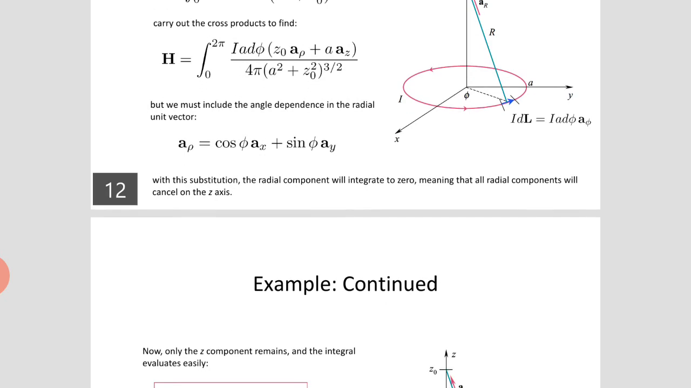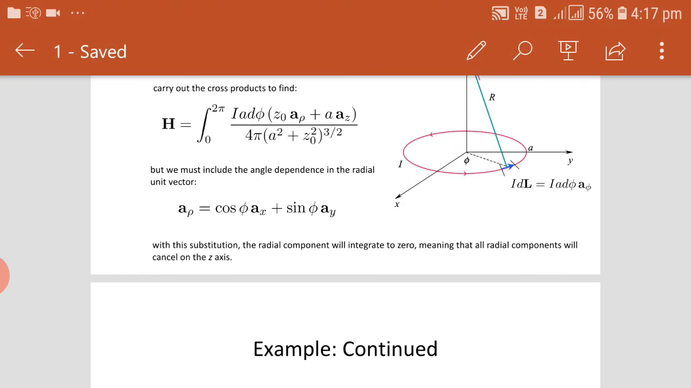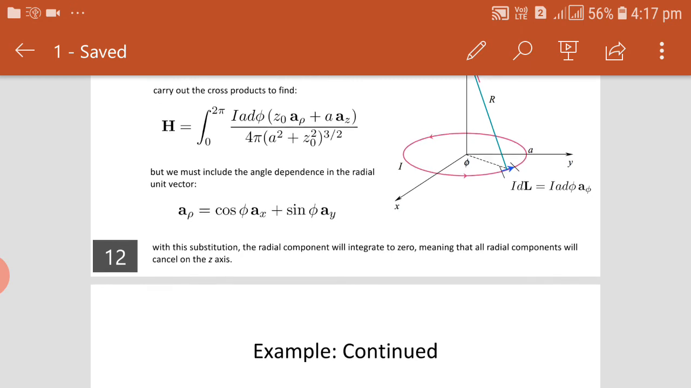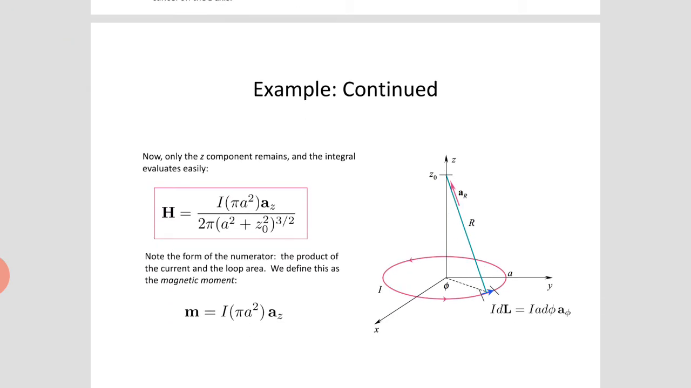So the example continues. Now only the z component remains and the integral evaluates easily. All the other components are eliminated. After that, if you consider the real components, then H is equal to I pi a square Az divided by 2 pi (a square plus z naught square) raised to 3 by 2 after integration.